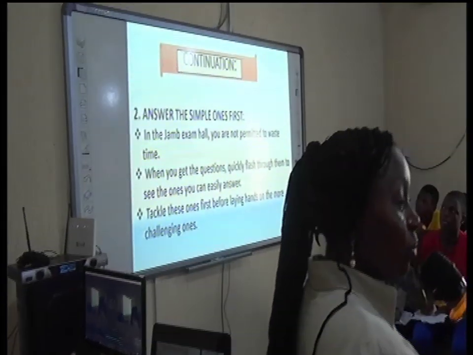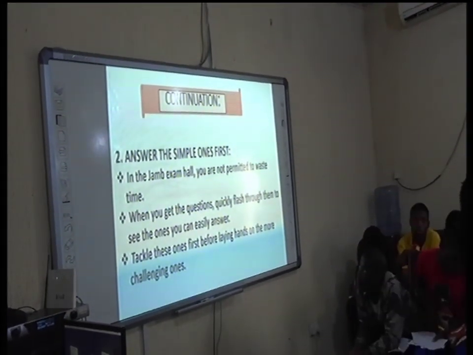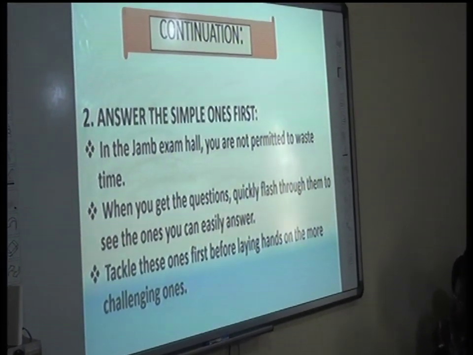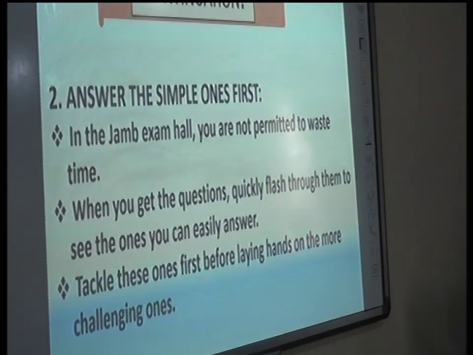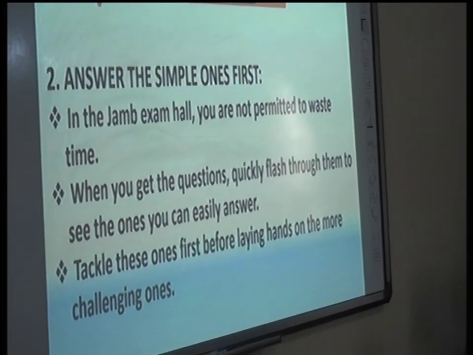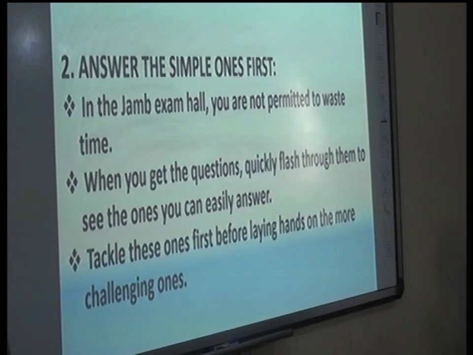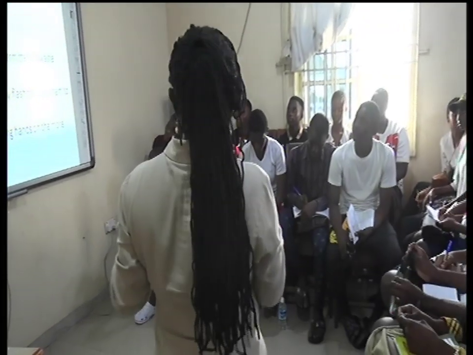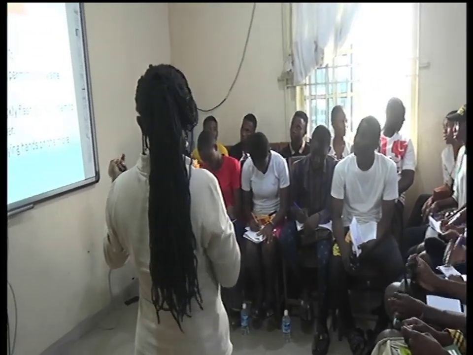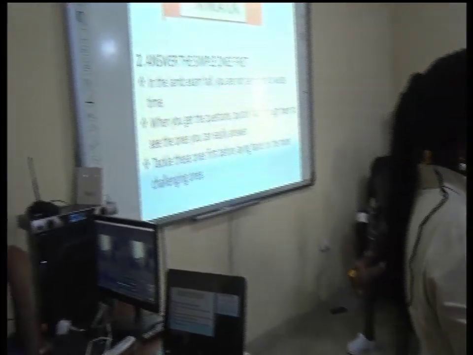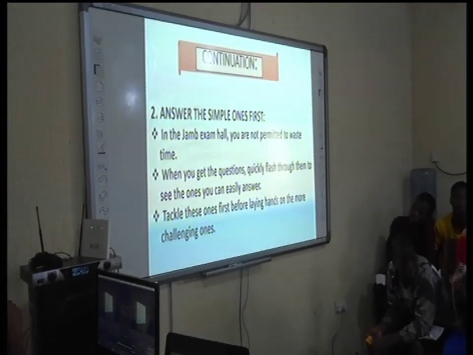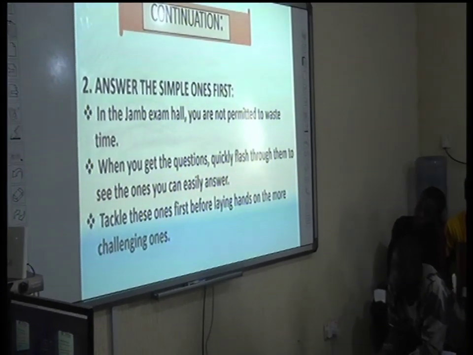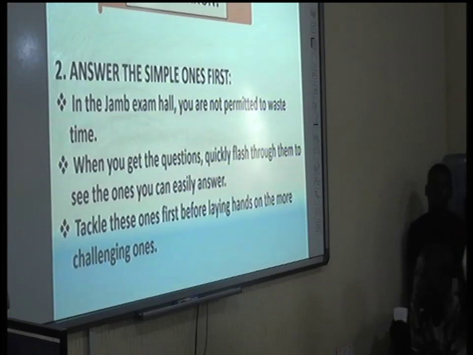Then another thing that people do, they will spend all their time attempting the difficult ones, especially mathematics. Out of the 2 hours, they'll use 1 hour to answer one question. Then they will start rushing. Or English, that's a big mistake. When you get the question, quickly flash through them to see the ones you can easily answer. You know number one, you don't know number two, leave number two. Go to number three. Go through all of them and pick the ones you know very well.